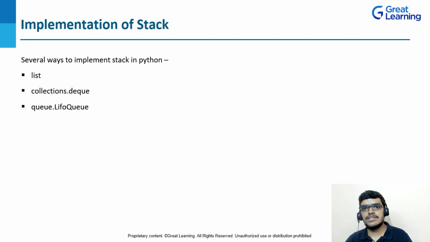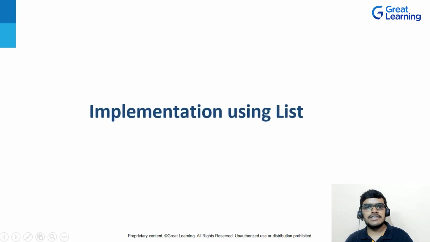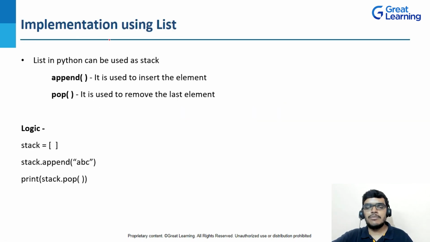So there are several ways to implement stack in Python. We can use a list, we can use the collections module, which provides the deque class, and we can also implement it through the queue module. These are some ways in which we can implement stack in Python. Now let's see the implementation using list. A list in Python can be used as a stack. In Python we have the append and pop functions. We don't have any push function in Python.